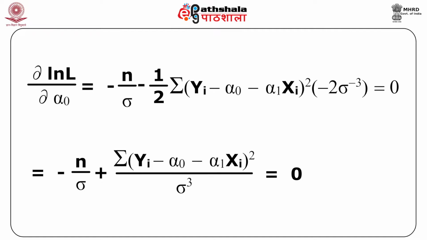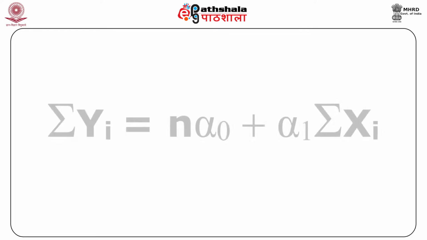Del log L divided by del sigma is equal to minus n by sigma minus half summation (yi minus alpha naught minus alpha 1 xi) whole square into minus 2 sigma to the power minus 3 equal to 0, which is equal to minus n by sigma plus summation (yi minus alpha naught minus alpha 1 xi) whole square divided by sigma to the power 3 equal to 0.